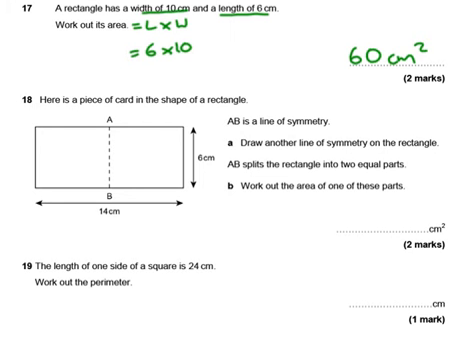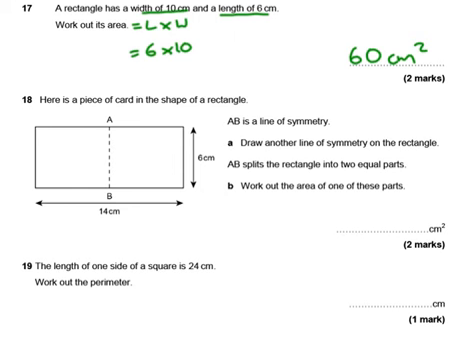Okay, question 18. Here is a piece of card in the shape of a rectangle. AB is a line of symmetry. So we can see that AB chops a rectangle in half, either side is identical and would reflect perfectly. We have to draw another line of symmetry on the rectangle.